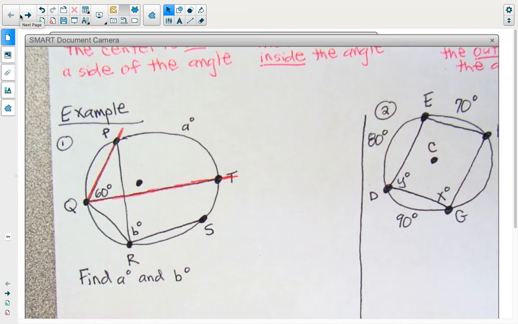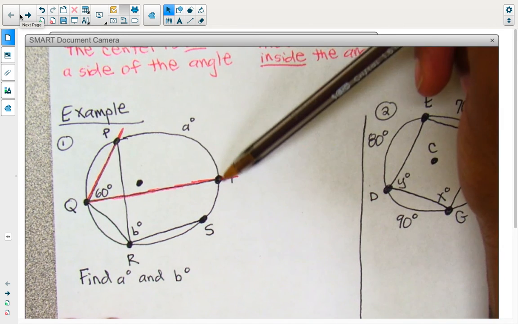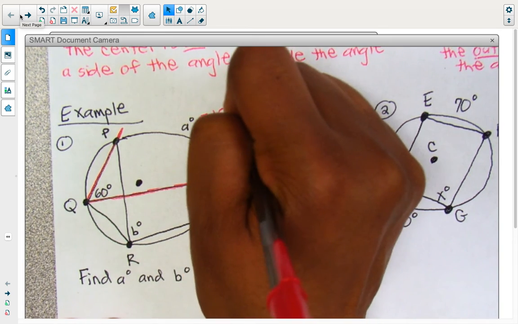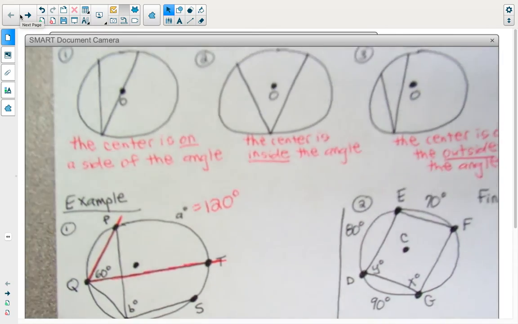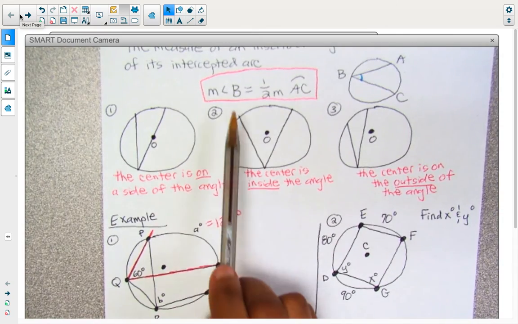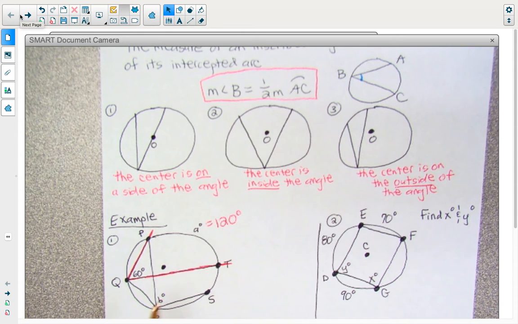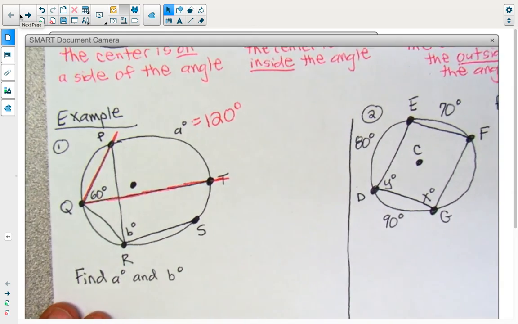So all I need to do is do 60 times 2, and that'll give me the measure of this arc. So this arc is 120 degrees. So again, if I slide down just a little bit to look at our formula, or maybe zoom out, the inscribed angle is equal to half of the arc. So I have an inscribed angle which was 60, and that's equal to half of this number. So you can just work backwards, just multiply by 2. So that'll give me 120 degrees.